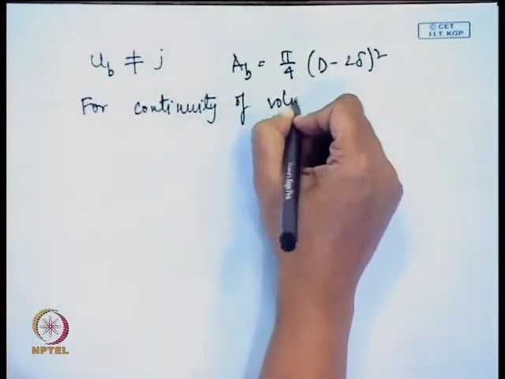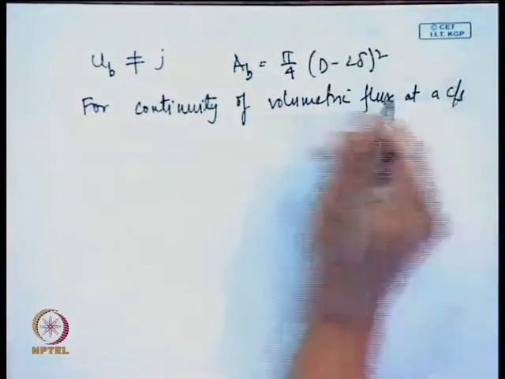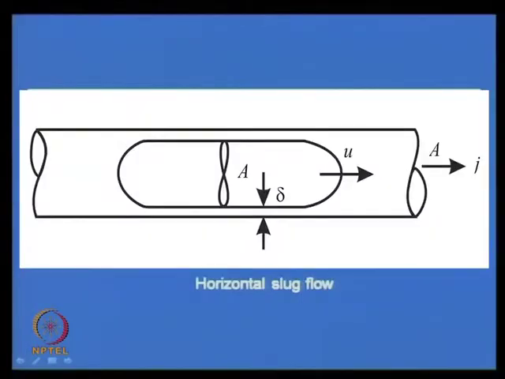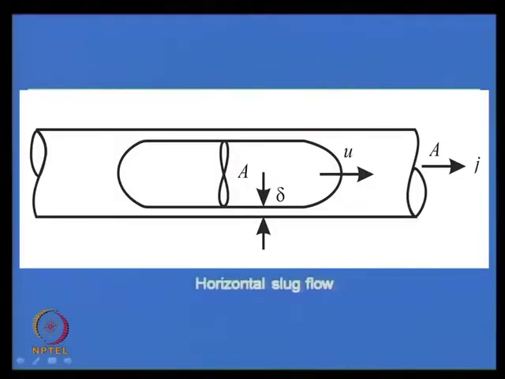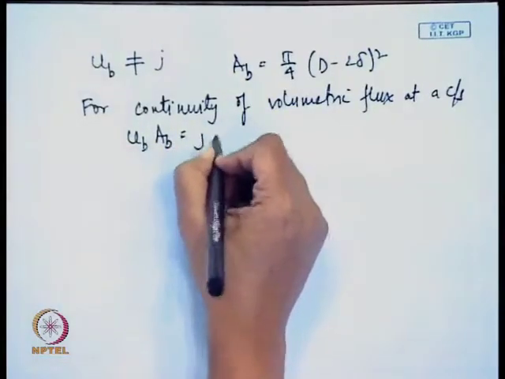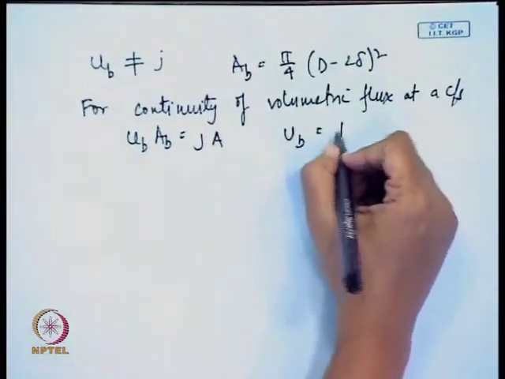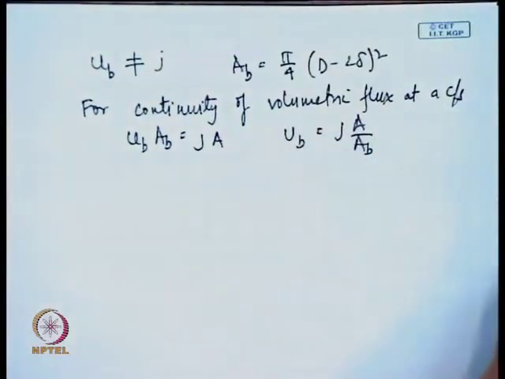Again, from continuity of volumetric flux, just like I had done for the case of long bubbles, for continuity of volumetric flux at a cross section, we know that UBAB must be equal to J into A. Yes or no? We have made one particular assumption. We have assumed the bubble to be axisymmetric in horizontal flow. Usually that does not happen, particularly for low flow rates, but since the liquid film thicknesses are not very different, we have made this assumption here. So, we get UBAB equal to J into A. We need to find out UB, is it not? So, this UB can be written as J into A by AB.